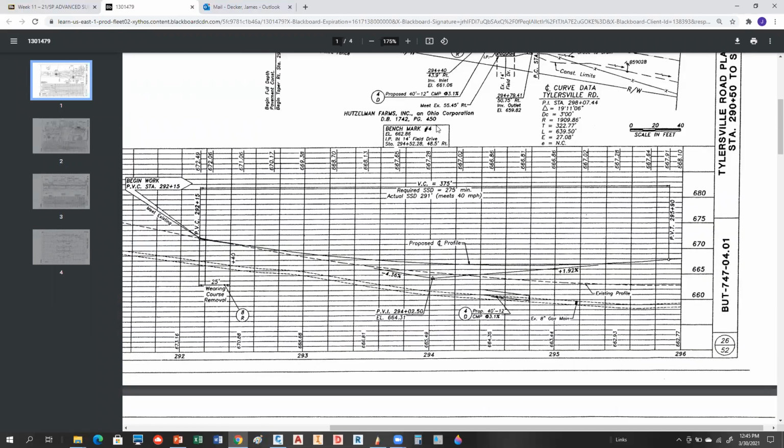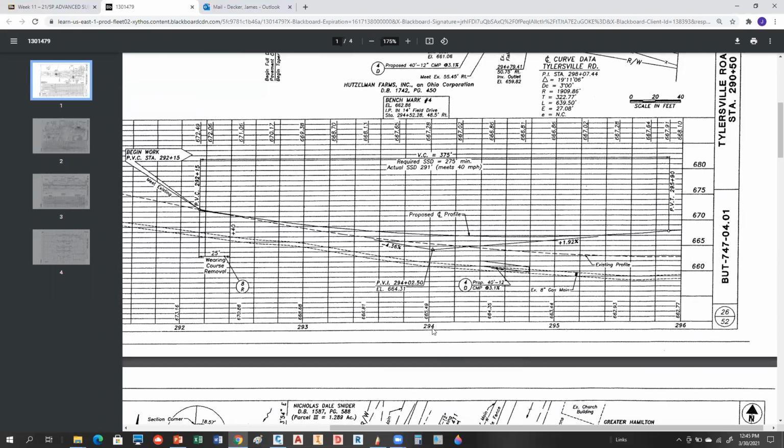So notice at 294 here, there's 294 that correlates with it, and you can determine what the proposed elevation is based on the elevation up here at 294. So this is the proposed elevation of the center line of the road at that station. Right there, it looks like 667.28 if I'm reading that right. And down below it, you'll see this other one. That would be the existing ground at that point. So there's a lot of information on here.